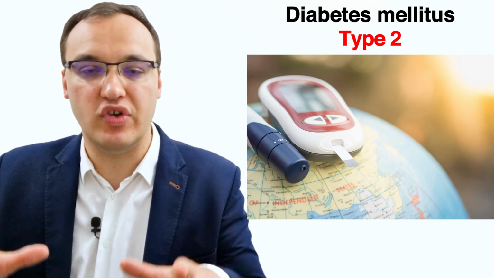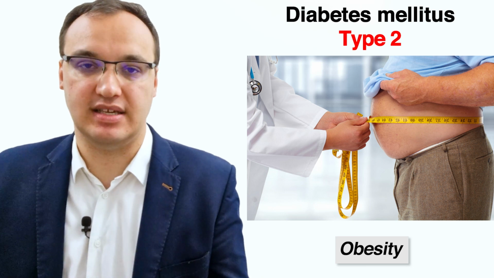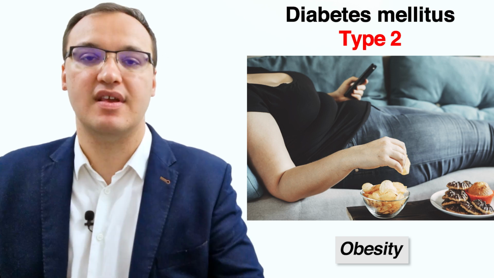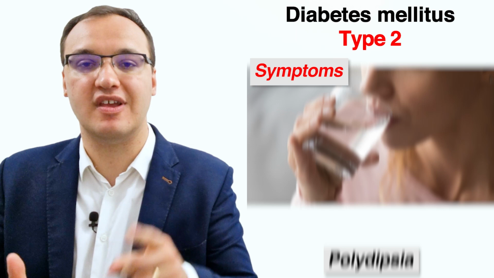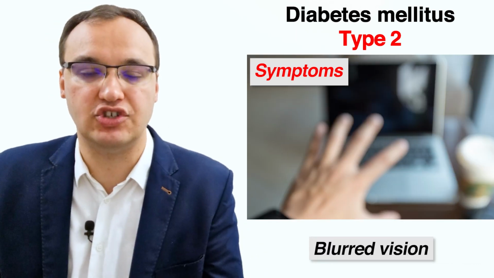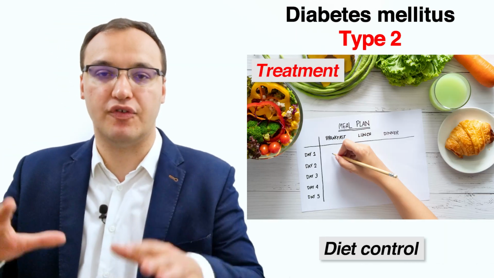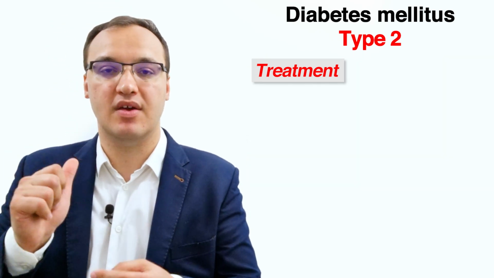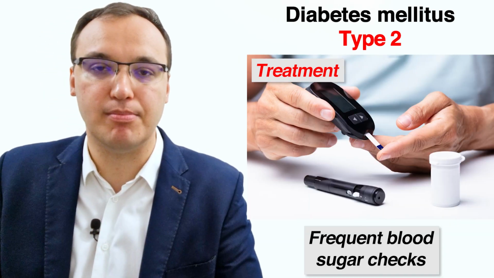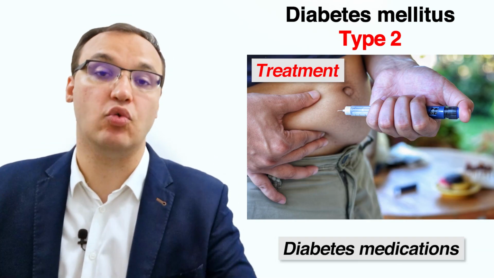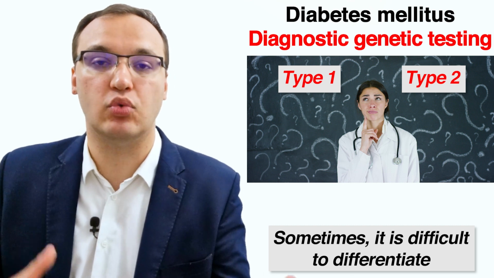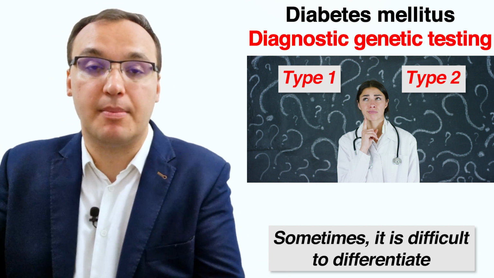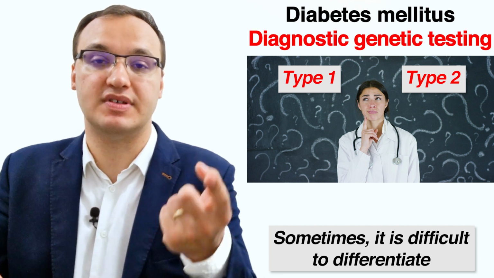And a well-known risk factor of type 2 diabetes is obesity. So often type 2 diabetes is due to poor lifestyle, poor diet, and poor exercise habits. And its symptoms include frequent urination, thirst, fatigue, and sometimes even blurred vision and skin changes. And the treatment of type 2 diabetes mainly involves, as we said, lifestyle changes, blood sugar monitoring, and diabetes medications, and also insulin sometimes. And sometimes it is difficult to differentiate if a patient has type 1 or type 2 diabetes from just the clinical presentation, such as the symptoms and blood tests.